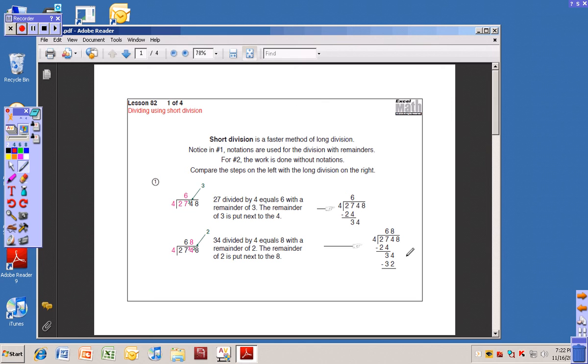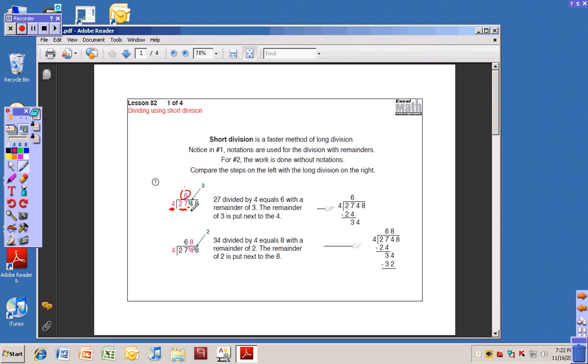For number 2, the work is done without notations. Compare the steps on the left with the long division on the right. So what's happening here is they're saying 4 goes into 27 6 times. 6 times 4 is, you would mentally do this, 24. That gives you a remainder of 3. I'm sure you're going to have to see that on your paper rather than here on the screen.